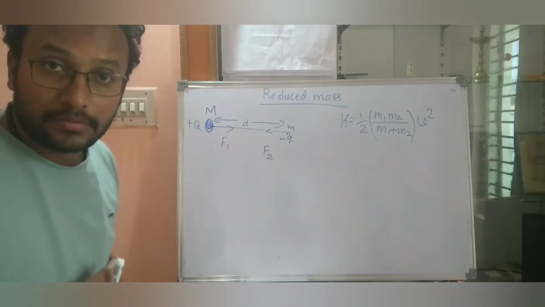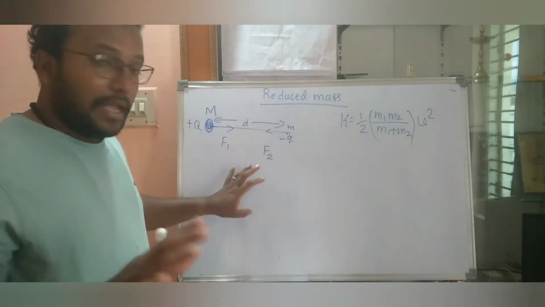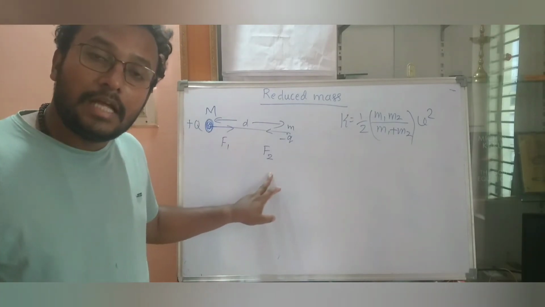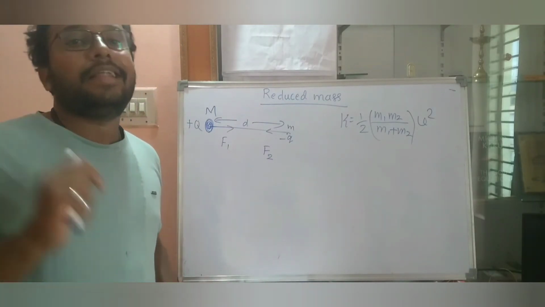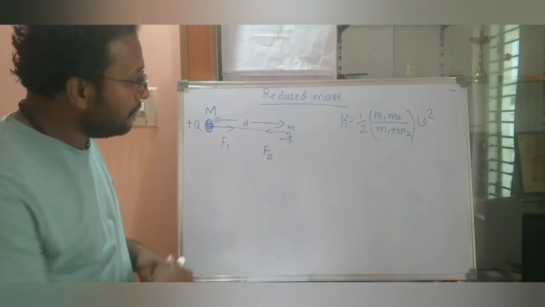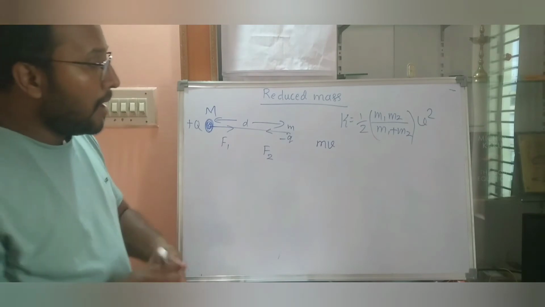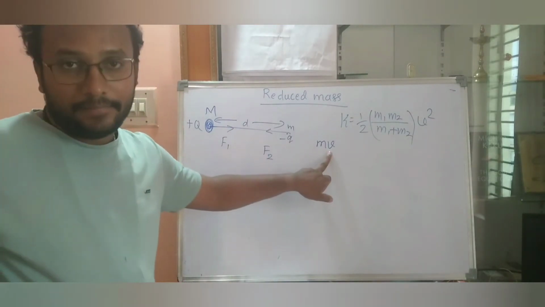Why is it so? The question is why it is so. It is because they are exerting equal and opposite forces. They have to conserve their linear momentum. So what is linear momentum? Linear momentum is nothing but the product of mass and velocity, is it not?